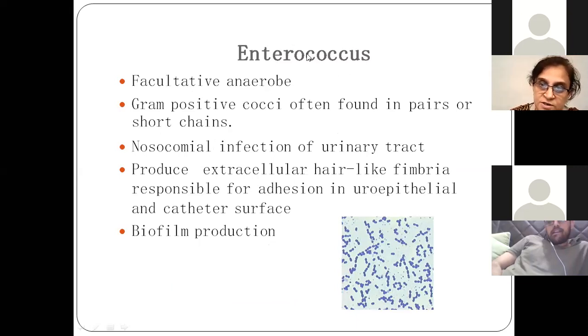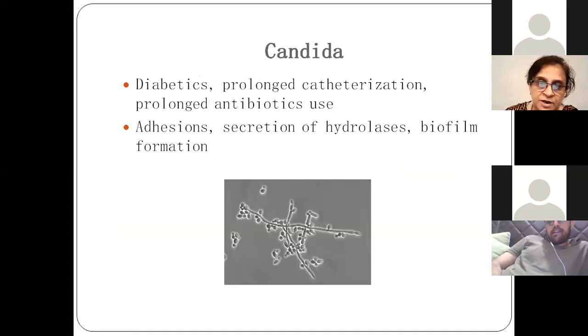Enterococcus. Coccus, it's not a rod, it is a round organism as you can see in the picture, and it is a gram-positive coccus. It is not a very virulent organism, but it has the property of forming biofilms, and because of this, it can lead to catheter-associated urinary tract infections and hospital-acquired UTIs. It's quite common.